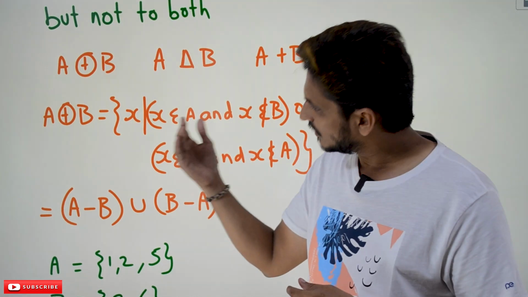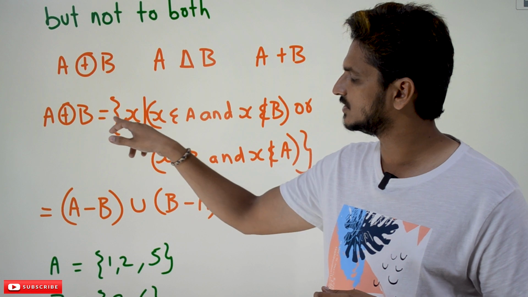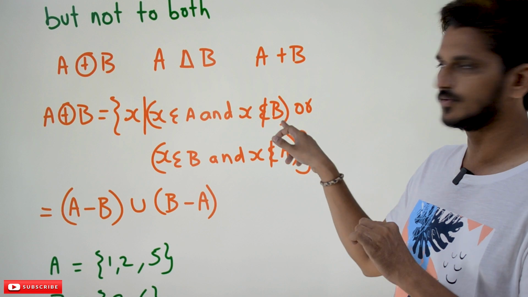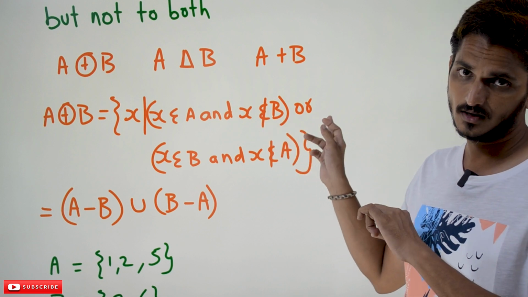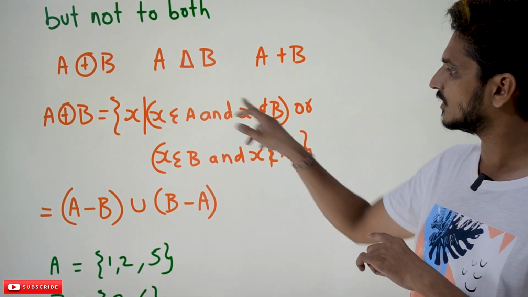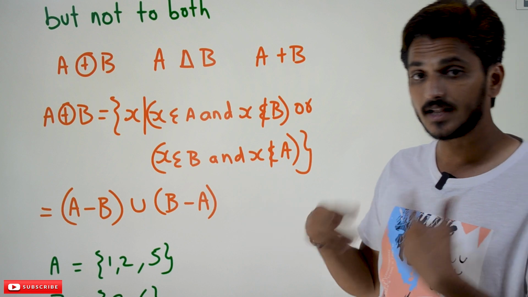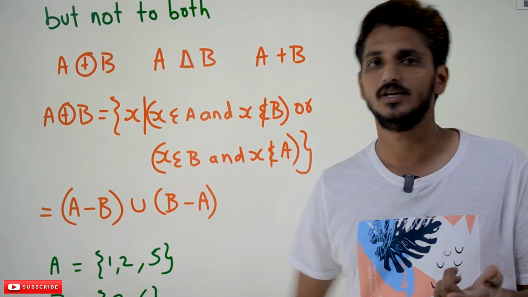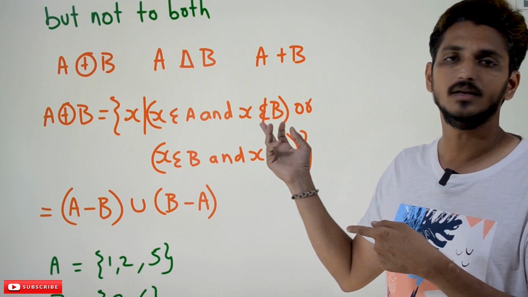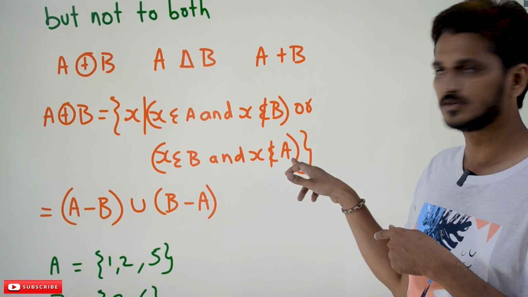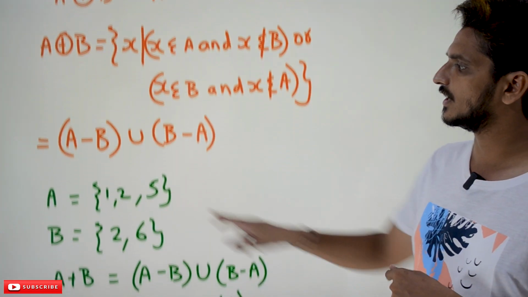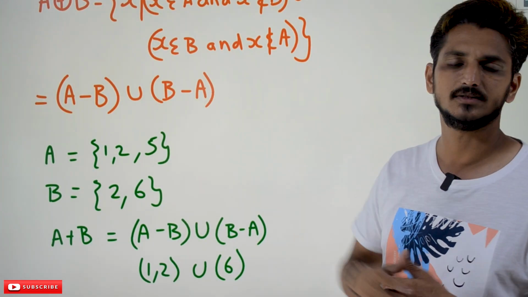For better understanding, A symmetric difference B is equal to {x : x belongs to A and x does not belong to B, or x belongs to B and x does not belong to A}. If any one option is satisfied, then that element belongs to the symmetric difference of A and B. x belongs to A and x does not belong to B means A minus B. x belongs to B and x does not belong to A means B minus A, and or means union. So this can be written as A minus B union B minus A.